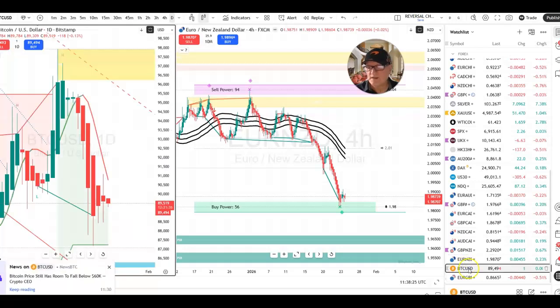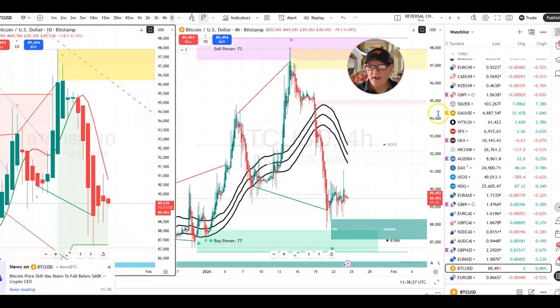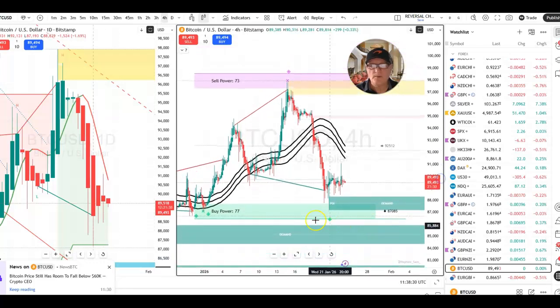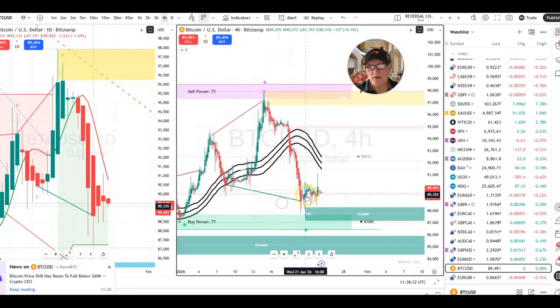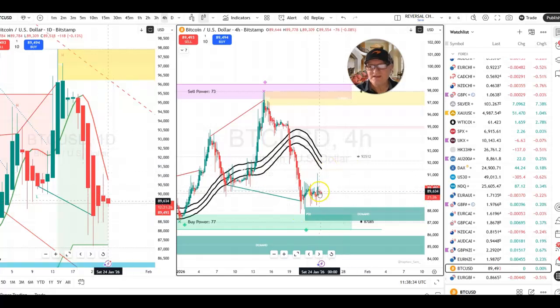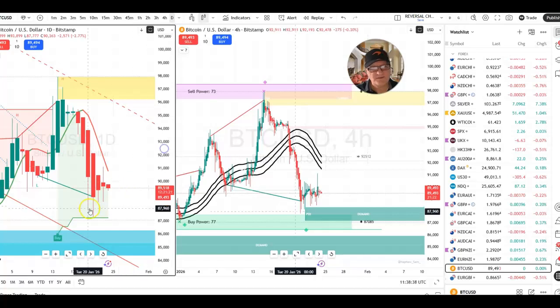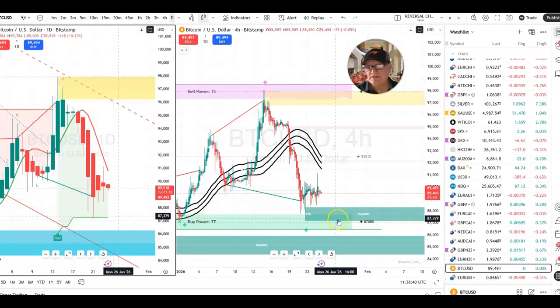Bitcoin's been selling off slightly, but I think there's going to be a change. I think we've got a buy power of 77 on the QuantFlow, and we can see that it's holding on to that demand area here, and there is a demand area here as well on the left. So we could see the price back up to $97,000.